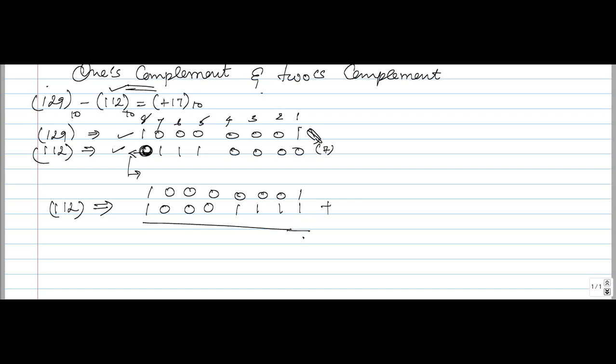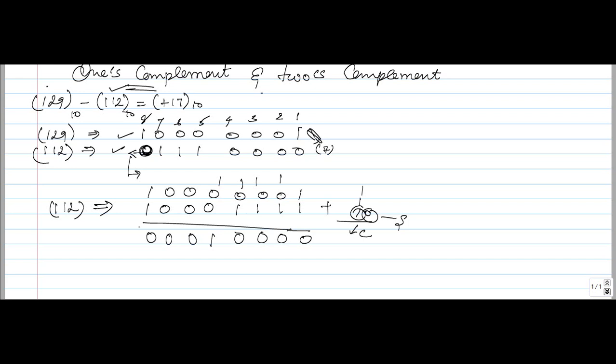Now I have to add this 112 with 129. For ease of purpose, I am writing 112 again, and I am going to add these two. So if I add these two, what will be the result? 1 plus 1 is 10, where 0 is the sum and 1 is the carry. So I'll put the sum over here and the carry over here.